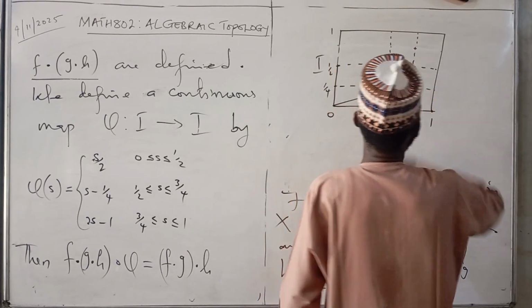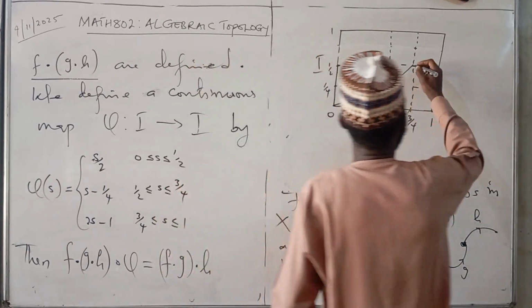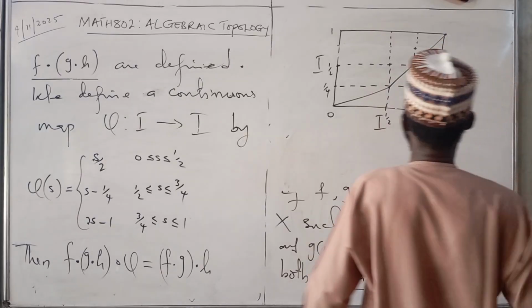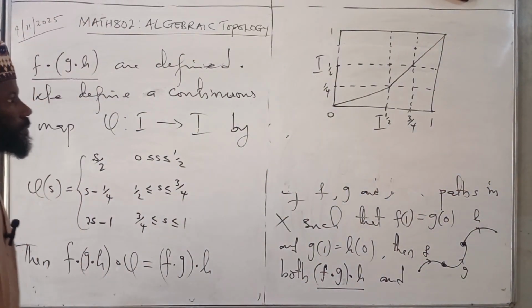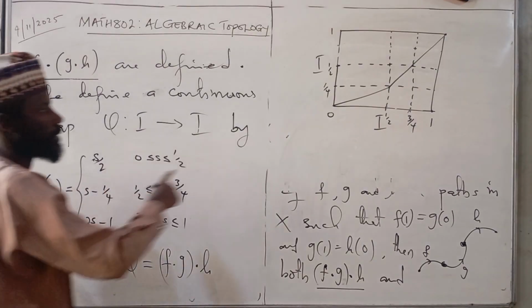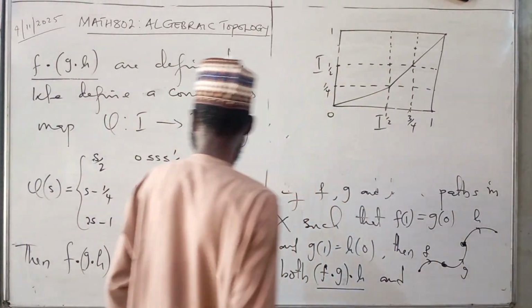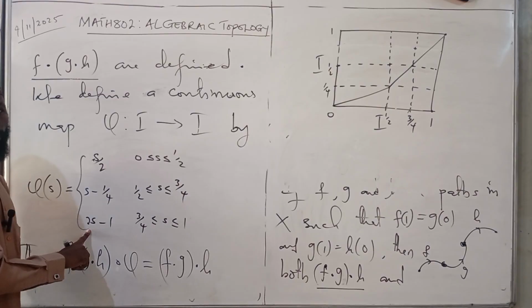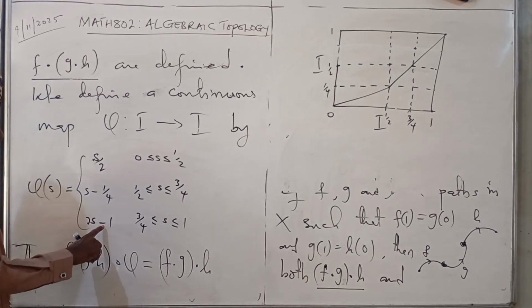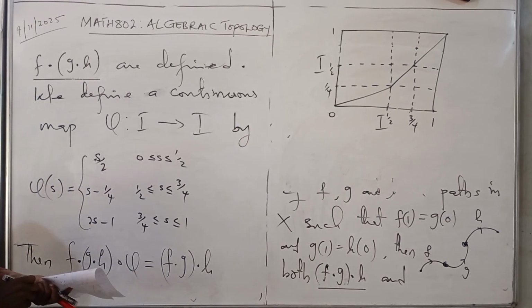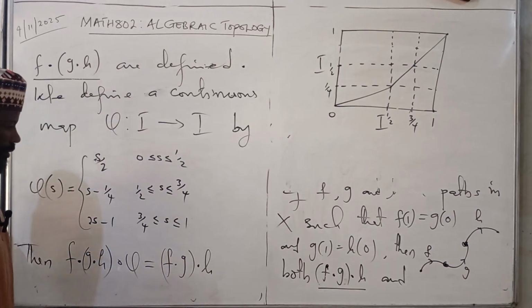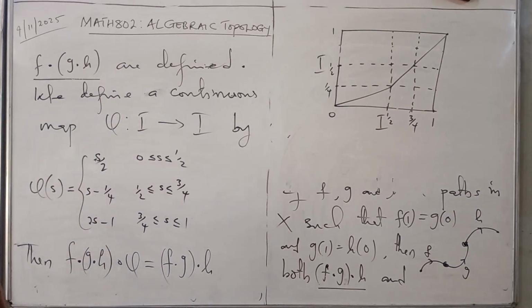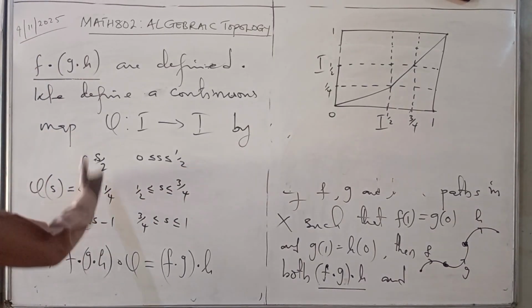And then a straight line like this, and another straight line up to 1. Yeah, the slope is clear now. In the second part, the slope is 1. In the last part, the slope is 2. Okay? But then the intercept at the y-axis. Is it okay? Yeah. So that is how I arrive at this formula.